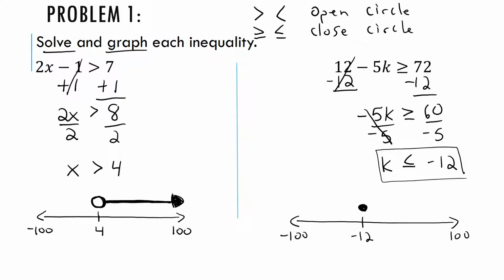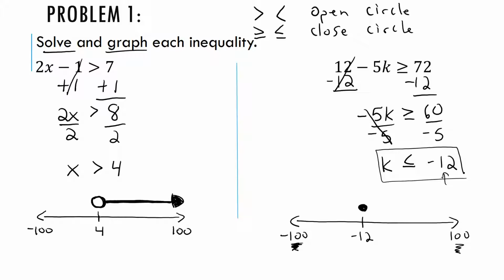Negative 12 is one of the answers, and all the numbers smaller than negative 12. Sometimes when we're in negative numbers, it's hard for people to know which is bigger and which is smaller. One thing I like to do is write negative 100 here and positive 100 here. If I put the number from the answer right in the middle, it helps me know which one's smaller and which one's bigger. So this says k is less than or equal to negative 12. All the answers are less than negative 12.